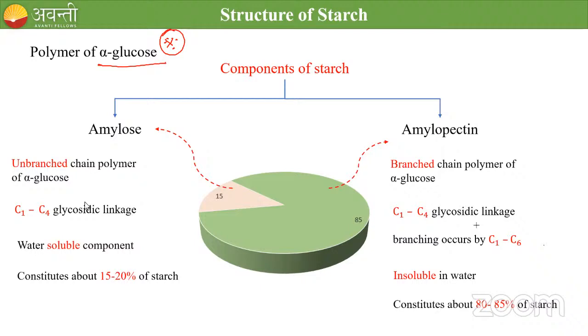Are you all able to get the points which I am discussing here? I will discuss the structure of amylose and amylopectin in the next slide. Don't worry, I will show you the structure also. I will explain why amylose is called unbranched and why amylopectin is called branched. Let us discuss the structure also. Any doubt in this for anyone?